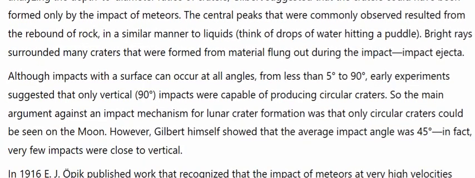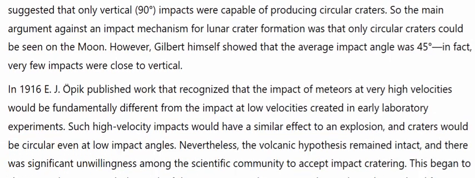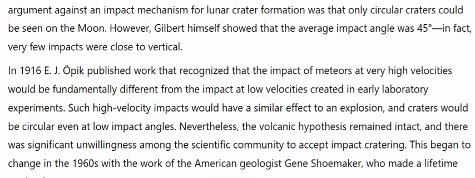Although impacts with a surface can occur at all angles, from less than 5 degrees to 90 degrees, early experiments suggested that only vertical 90 degrees impacts were capable of producing circular craters. So the main argument against an impact mechanism for lunar crater formation was that only circular craters could be seen on the moon. However, Gilbert himself showed that the average impact angle was 45 degrees. In fact, very few impacts were close to vertical.